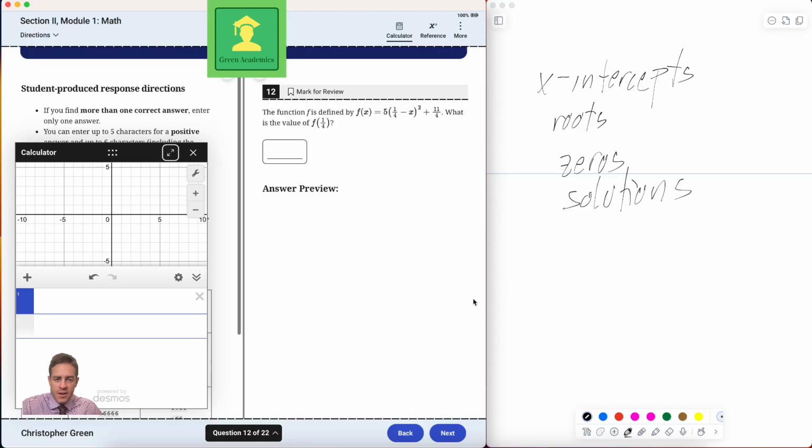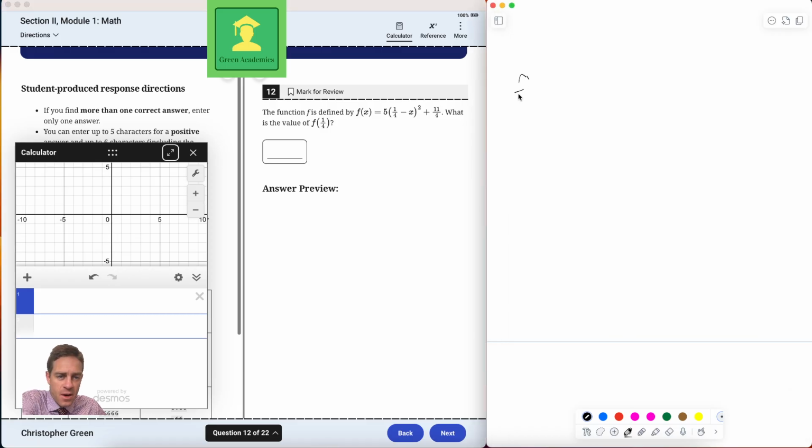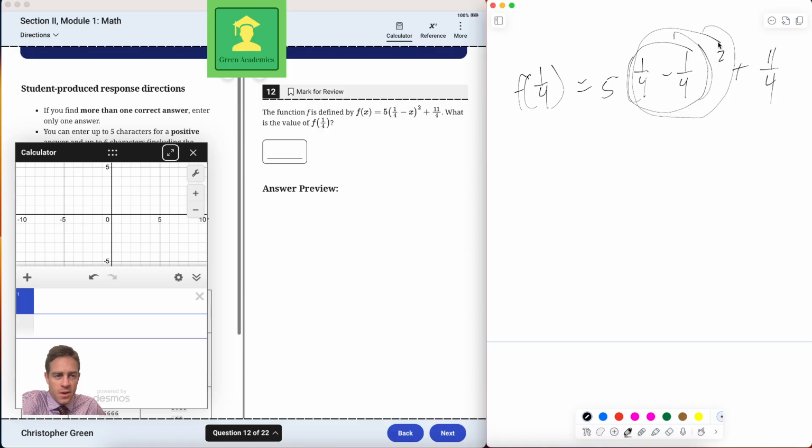Let me explain how to do it writing by hand also, because it actually collapses to be a really simple example. f of 1/4 is 5 times (a fourth minus a fourth), all squared, plus 11/4. But this itself is 0, so 0 squared is 0, so 5 times 0 is 0, which means the answer just is 11/4 or 2.75.